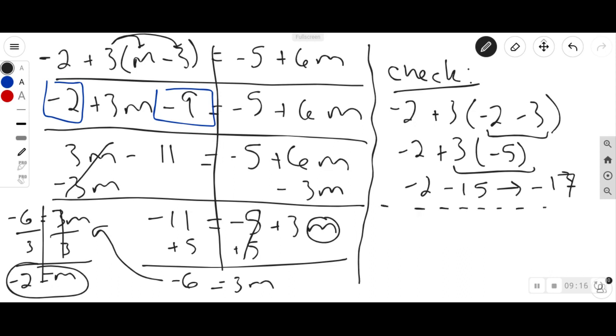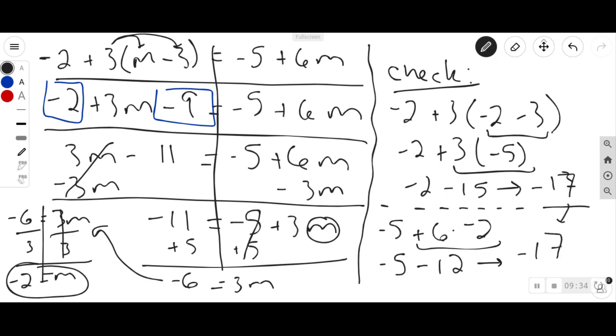So now for the other side of the check, -5 + 6 times -2. So that's -5 - 12. And -5 - 12 is -17. Since these are the same, it checks. Therefore, our -2 is our solution.